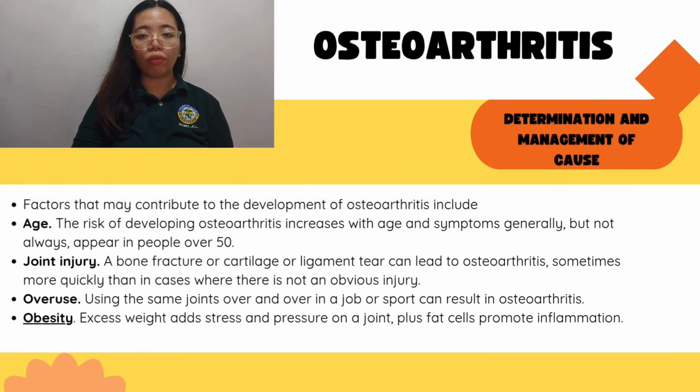Determination and management of the cause of osteoarthritis. Factors that may contribute to the development of osteoarthritis include age. The risk for developing osteoarthritis increases with age, and symptoms generally, but not always, appear in people over 50 years old. Joint injury. A bone fracture or cartilage or ligament tear can lead to osteoarthritis, sometimes more quickly than in cases where there is no obvious injury.